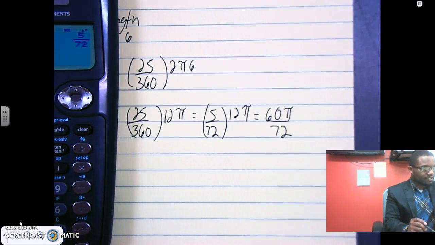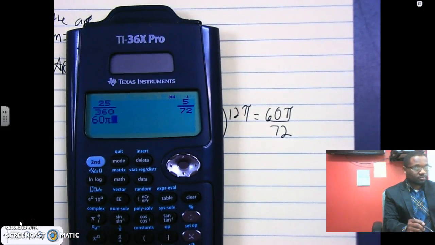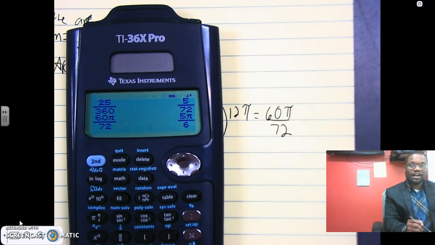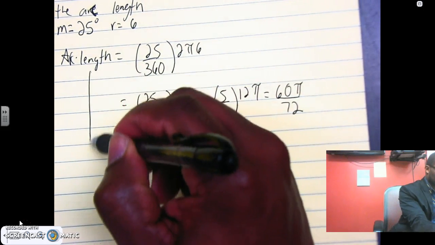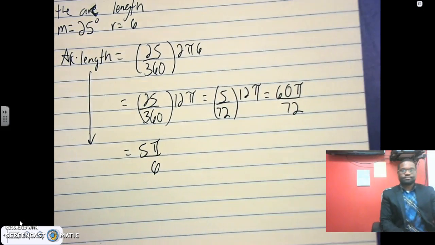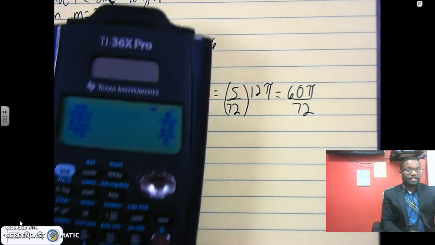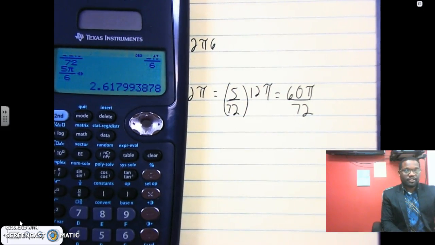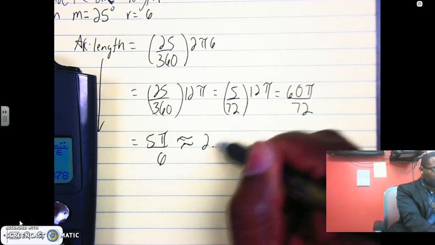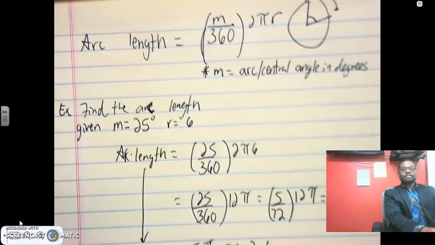And so if I did 60, you can use pi on your calculator. I use the pi button right there. 60 over 72, let's see what I get. I get 5 pi over 6. And so my arc length is simply 5 pi over 6. Now, of course, if I wanted a decimal, all I would have to do is hit the button on top of enter, and that's approximately 2.6.